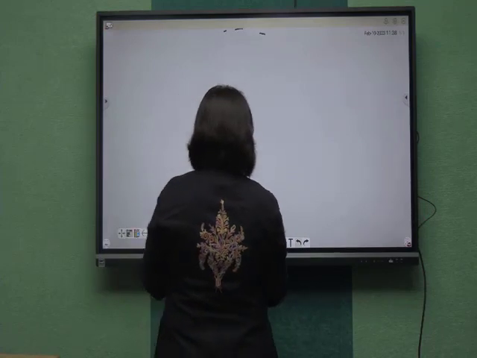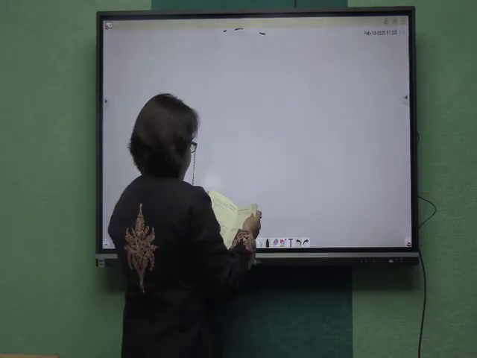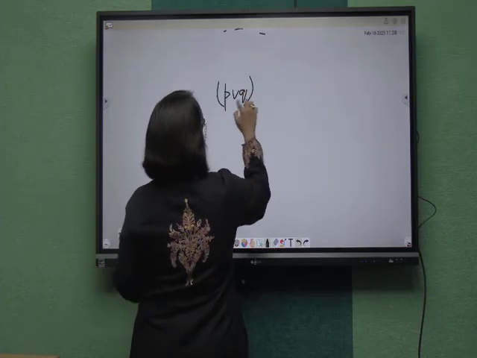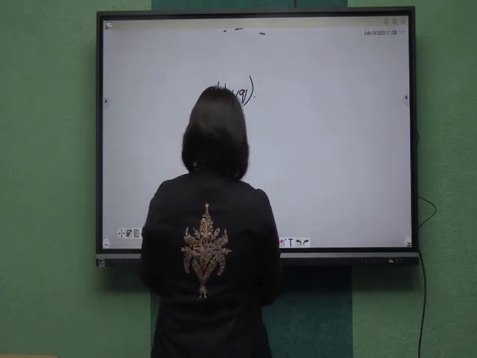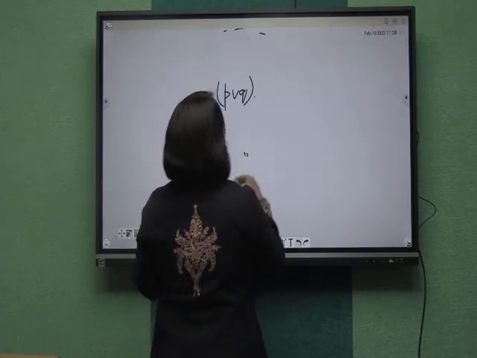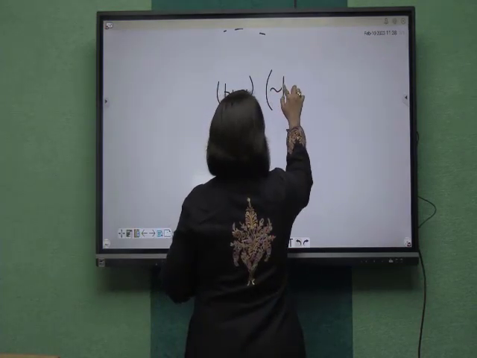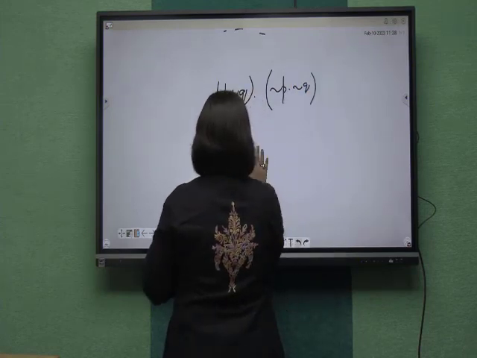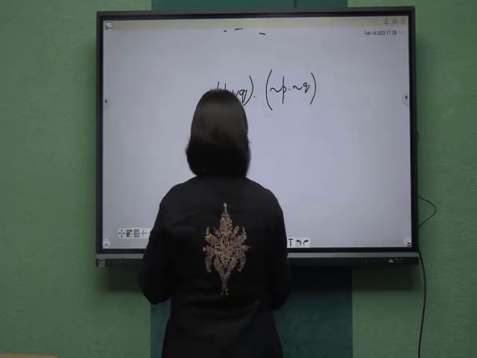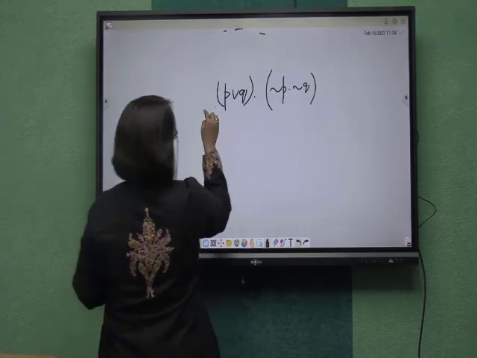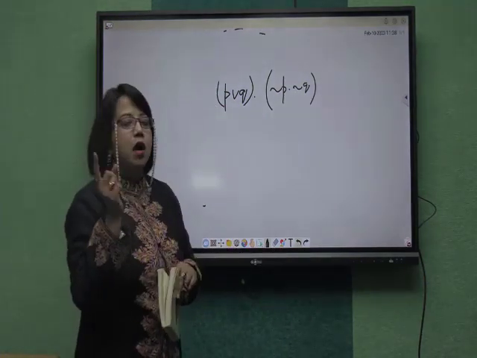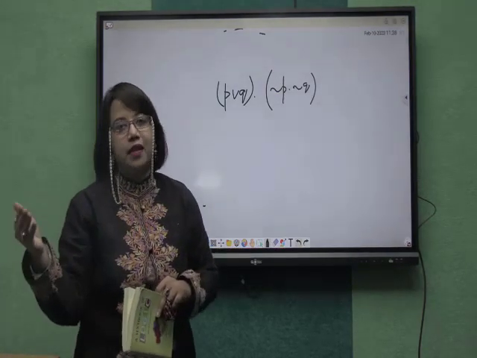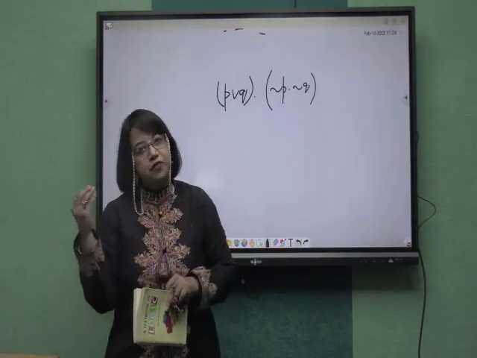So let's have another example in hand here. P wedge Q dot negation P dot negation Q. What are the components here? The first question, how many variables do we have? P and Q again. Negation P and negation Q are nothing but the negations of the given variables.